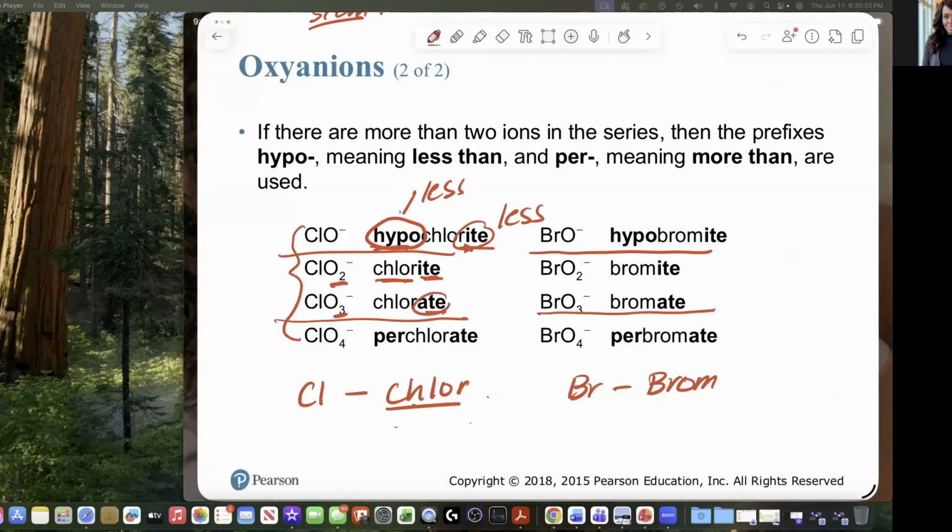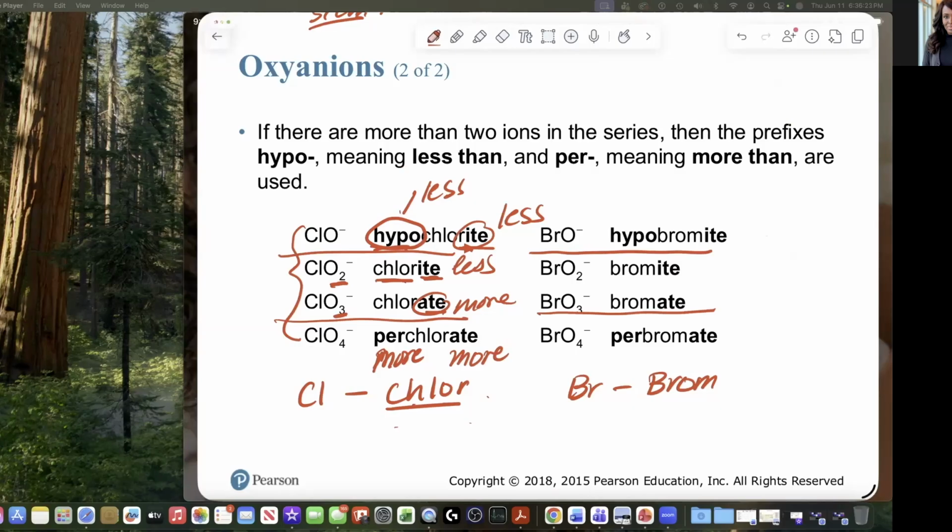And then A indicates more. I indicates less here, and then A indicates more, but so does per. So we have more. When you have chlorate, perchlorate indicates more than just the chlorate. The same pattern is observed here.